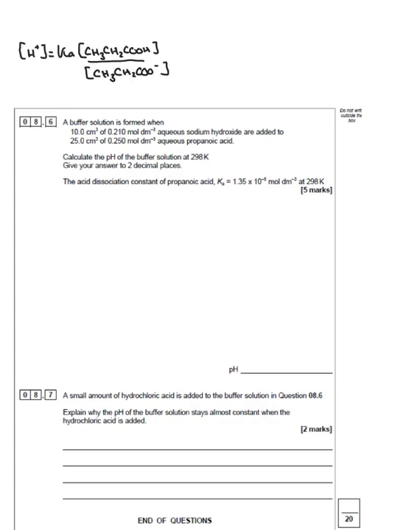Now this buffer solution is made by getting some sodium hydroxide and adding it to propanoic acid. So let's write the chemical equation for that, and that will help us work out the number of moles. So I think the first step should be to work out the number of moles of sodium hydroxide and the number of moles of propanoic acid. And let's write that underneath the formulae in the chemical equation.